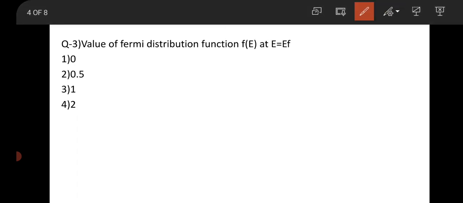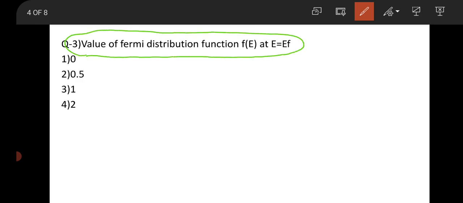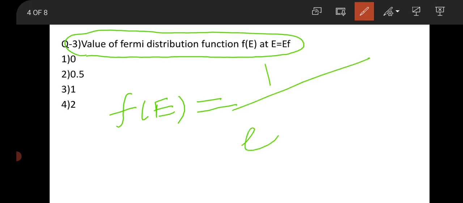This is one of the most famous and important questions from solid state physics. The question is: what is the Fermi distribution function f(E) for E equal to EF? First of all we have to know the Fermi distribution function. It indicates the probability of occupancy of an electron in a particular energy state having energy E. So f(E) is given by 1 by e to the power (E minus EF) by kBT plus 1.